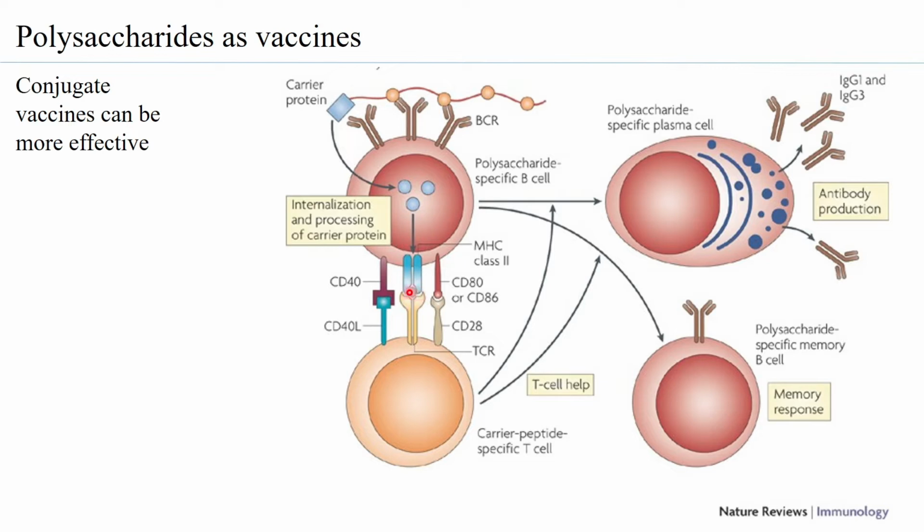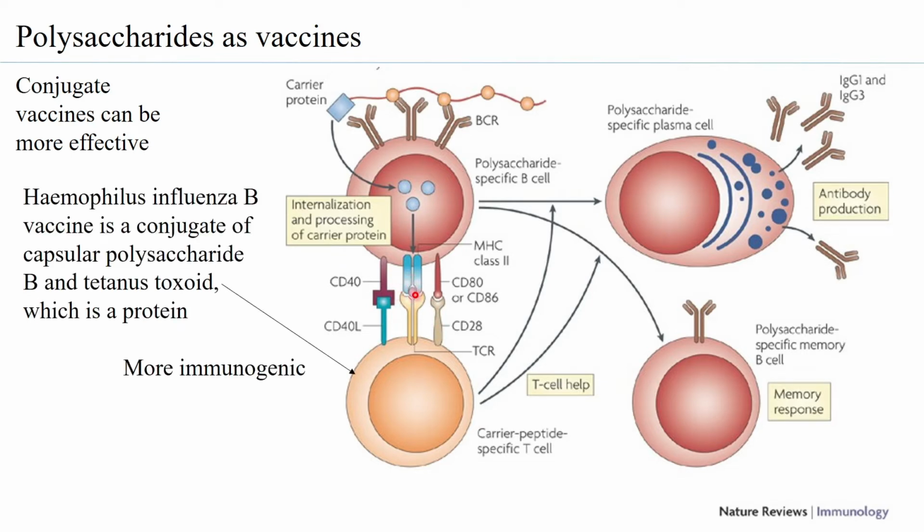So as it does for the carrier protein, the polysaccharide also will get exposed, and therefore you would have a T cell getting activated. Now this is something that we want. We want that the T cells get activated. So now what you would definitely have is a polysaccharide specific plasma cell producing the IgG1 and IgG3. So you can see that instead of IgM, you now have IgG. So there is a class switching, plus memory is also being formed.